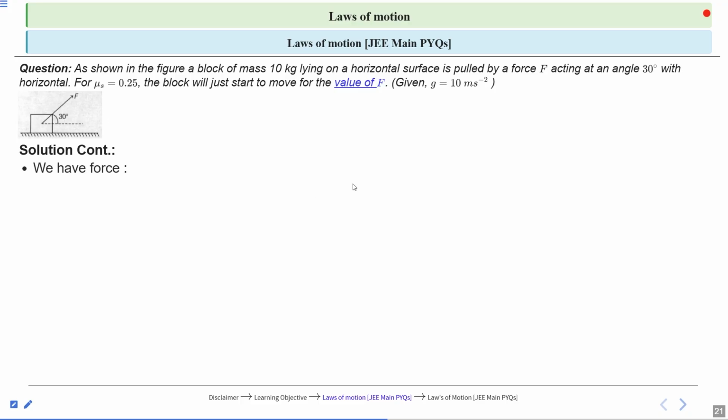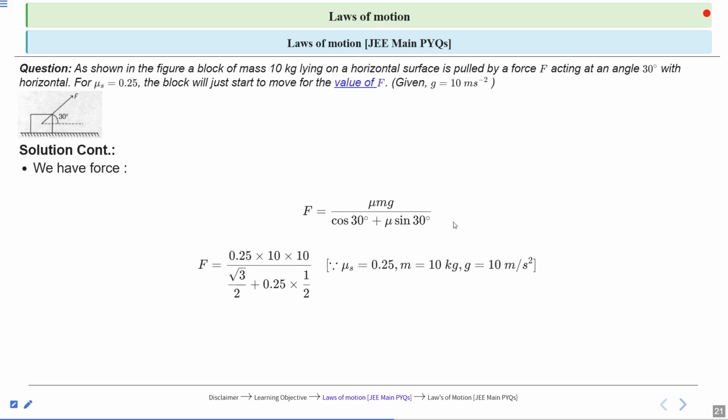We have force F equal to mu mg divided by cos 30 degree plus mu sine 30 degree. So just substitute the values. The value of mu as static friction is equal to 0.25. The mass of the block is 10 kg, and the acceleration due to gravity is 10 meter per second square. So after substitution, F is equal to 0.25 into 10 into 10 divided by cos 30 degree, root 3 by 2, plus mu, that is 0.25 into sine 30, 1 by 2. So this is the term F.